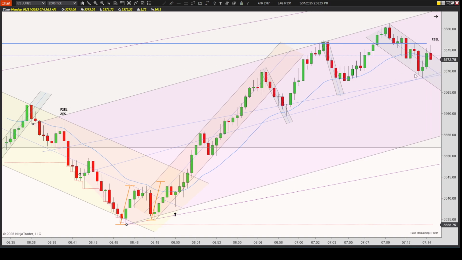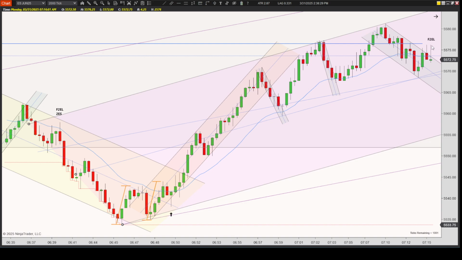So first entry long pullback, second entry long. Second entry long has now failed right here. I like this break of this orangey pink up channel. One attempt, two attempt, tested the high, hitting the top of this potentially developing trading range. So I saw this as a failed breakout. Looks like it's one attempt, two attempt, and then now might be coming back down to test the low side.